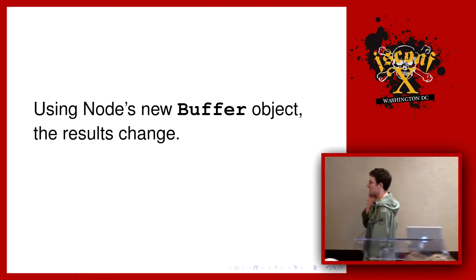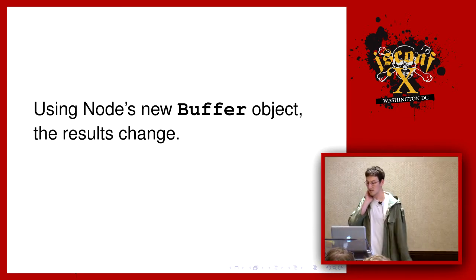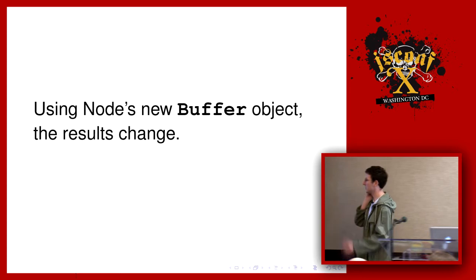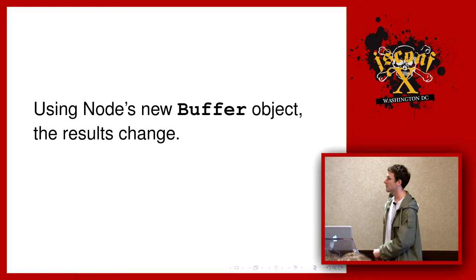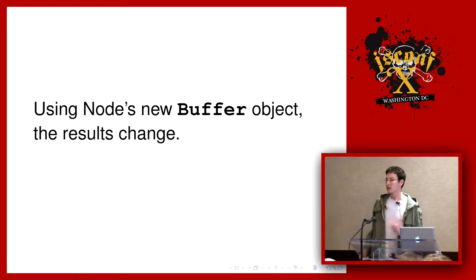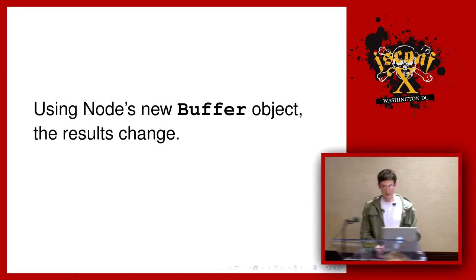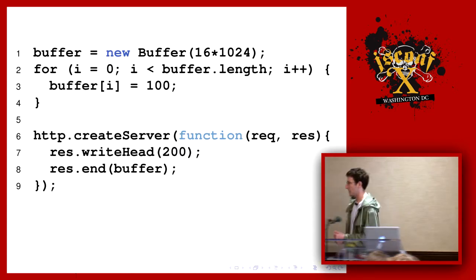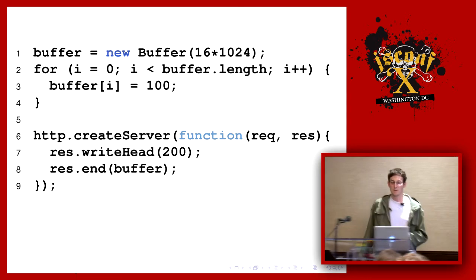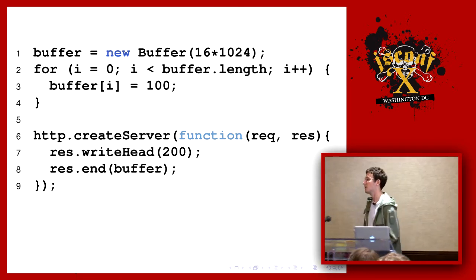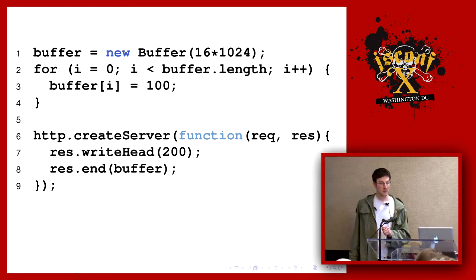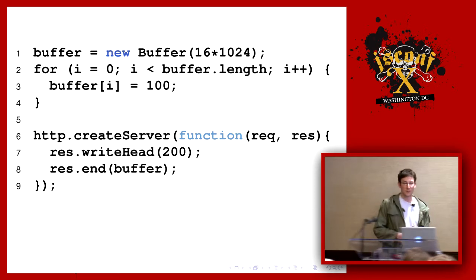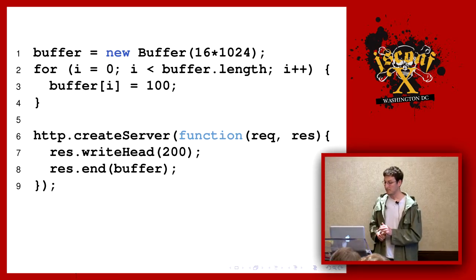So to address this problem, I've added a buffer object to Node, which is very simple. It's a chunk of memory that's outside of V8's heap that you can modify and write directly to the socket. And so this is what the example would look like with a buffer. You know, it's binary data, so it doesn't look very string-like, but you can fill it with data. So here we create a 16 kilobyte buffer, and then we write it to the socket.